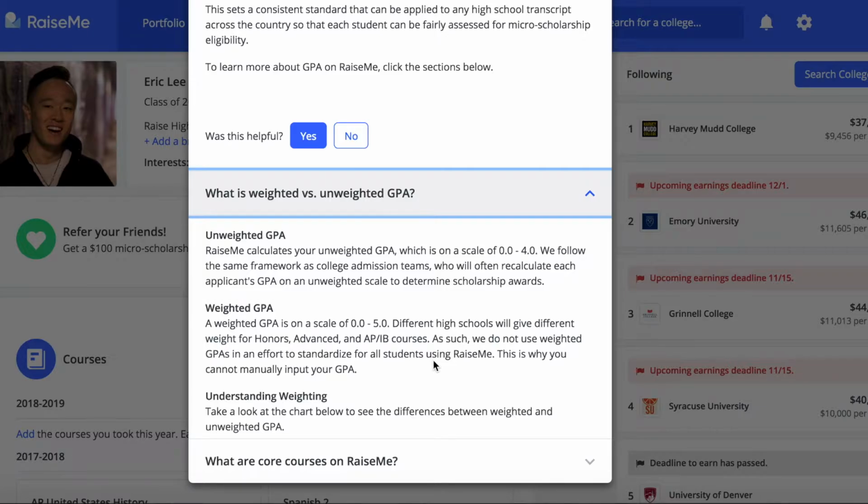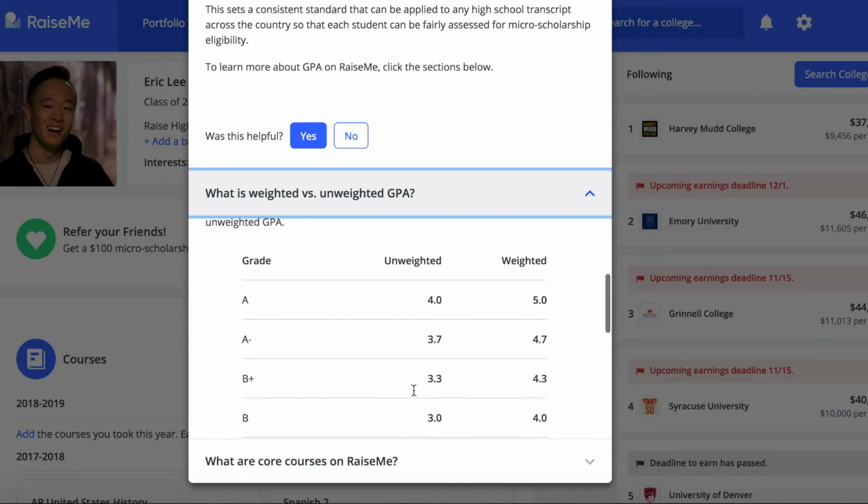Many high schools will use this to take into account the different types of classes you're taking, but this is not standardized across high schools in the nation. As such, we have to use an unweighted GPA for us to be able to determine what you're earning on RaiseMe and have it be fair to all the other students in the nation who are on the same scale.